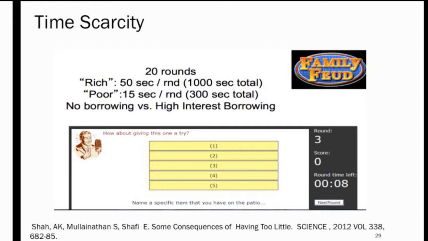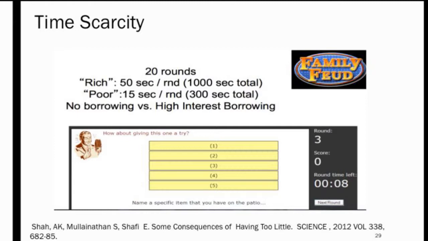They did some experiments looking at time scarcity. They basically had the group set up to play kind of like a Family Feud game. They were looking at scarcity, but instead of financial scarcity or other kinds of educational scarcity, they set it up for time. So one group had 15 seconds per round. The other group had 50 seconds per round, over 3 times as much time. And they allowed the groups to borrow time from subsequent rounds.